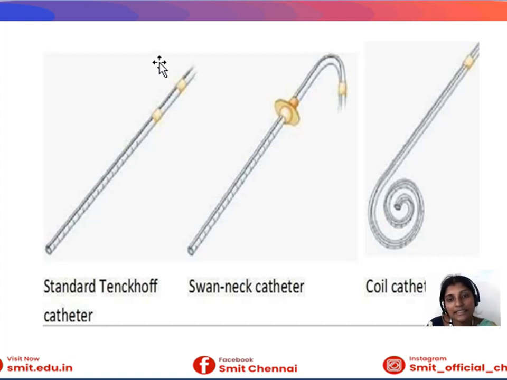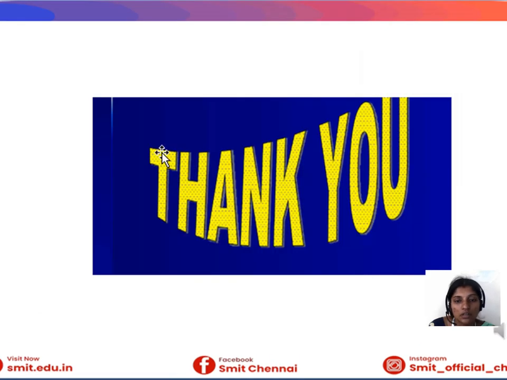These are the different types of catheter used for the peritoneal dialysis procedure. The first one is the standard Tenckhoff catheter, and the swan neck catheter, which is shaped like a swan neck. So this is named the swan neck catheter. And the final one is the coil catheter. It has two rounds, so it is known as the coil catheter. These are the catheters used for the peritoneal dialysis procedure. Thank you.